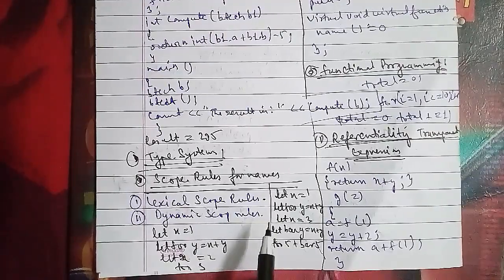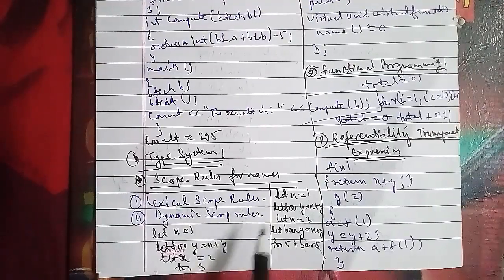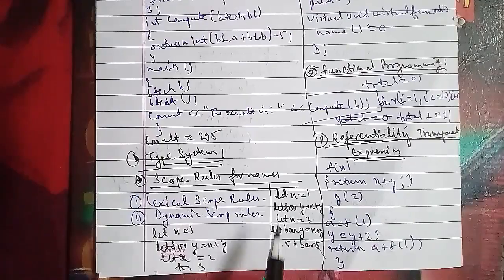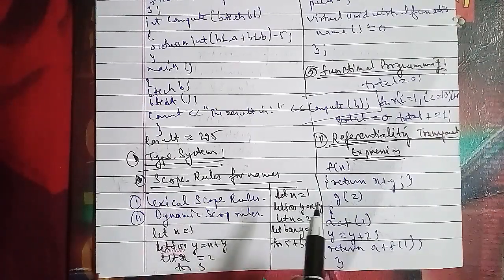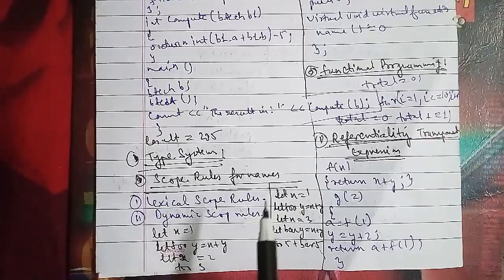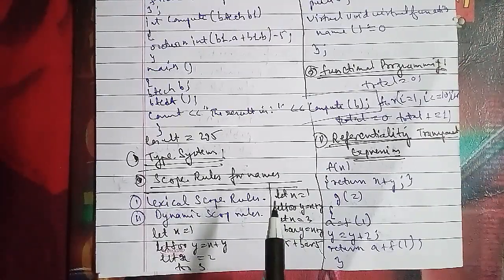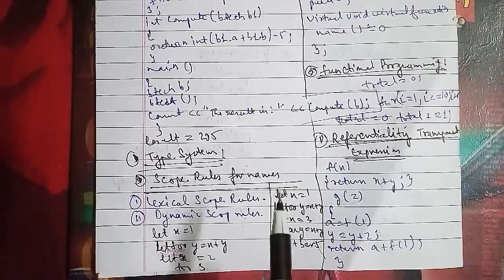So if we execute these functions in a language which uses dynamic scope, it will return 7, because the actual scope used is where the function is called. In that scope x is 2, and therefore the result is 7. But the dynamic scope behavior has some major disadvantages.